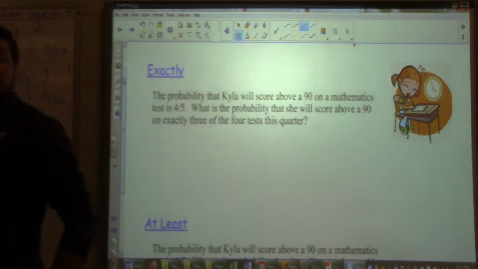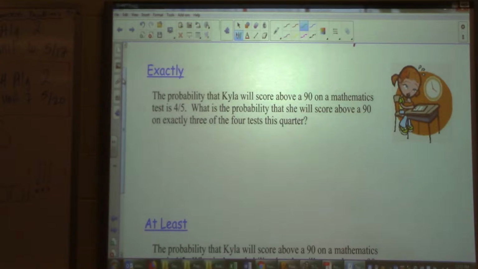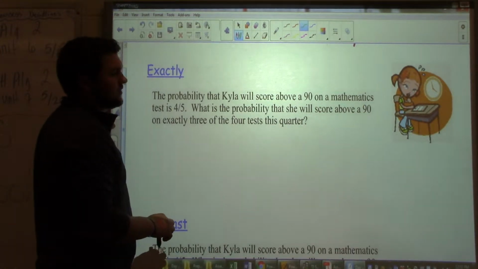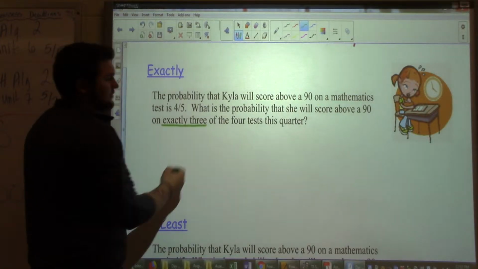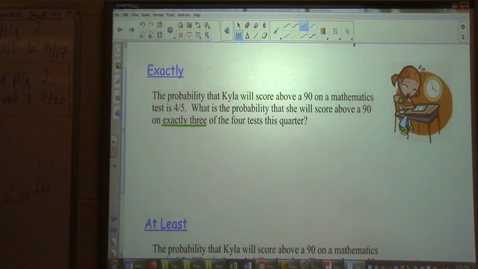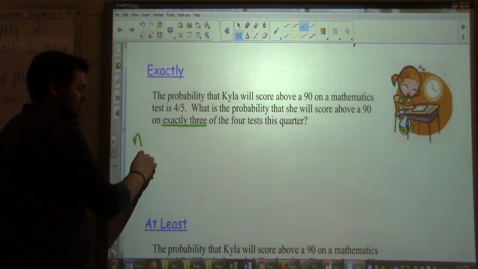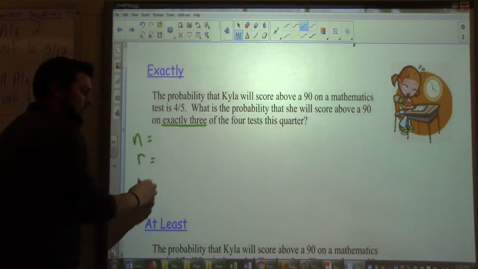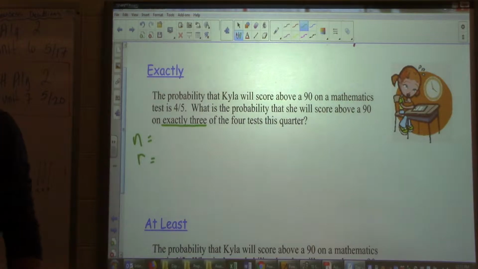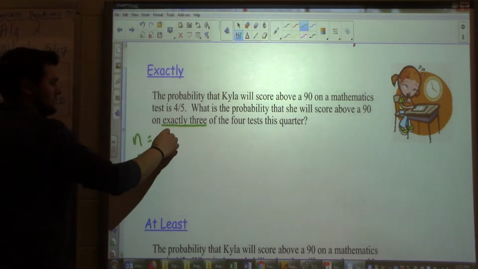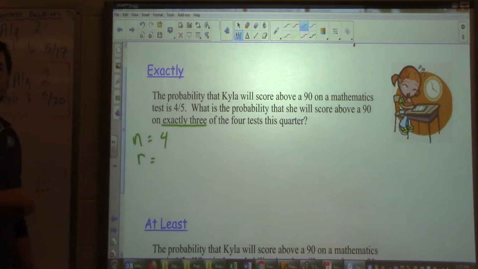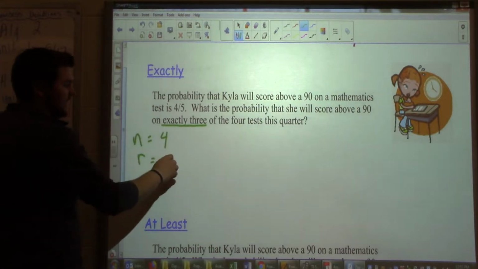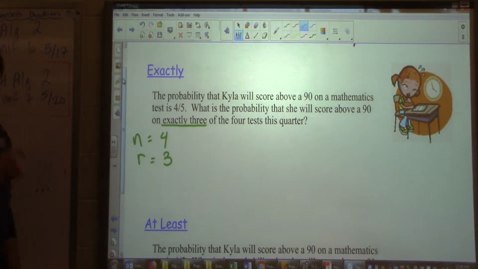Alright. So first of all, like I said, we're going to do one problem like we did yesterday. We're going to do exactly. The probability that Kyla will score above a 90 on a math test is 4 out of 5. What is the probability that she will score above a 90 on exactly 3 of the 4 tests this quarter? Well, what are my n and r values? How many total tests is she taking? 4. So that's my n value. What's my r value? 3. I want her to get above a 90 on 3 tests.